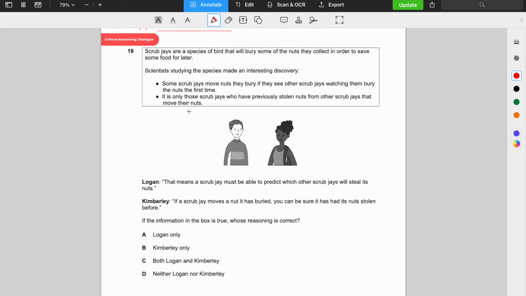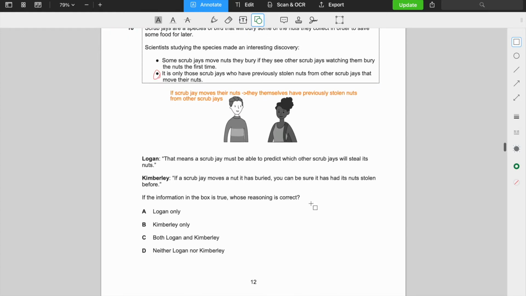Okay, so what's going on? Basically, let's first break down the second statement. It is only those scrub jays who have previously stolen nuts from other scrub jays that move their nuts. So that means that if scrub jays move their nuts, then we know for sure that they themselves have previously stolen nuts from other scrub jays. Okay, we know that for sure. So if they move their nuts, they themselves have previously stolen nuts from other scrub jays.